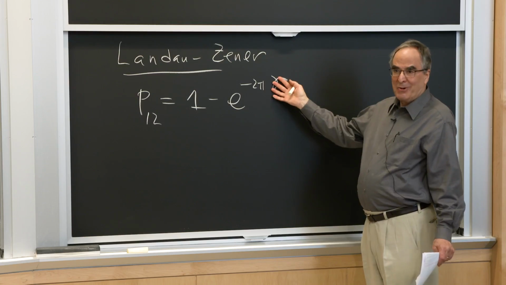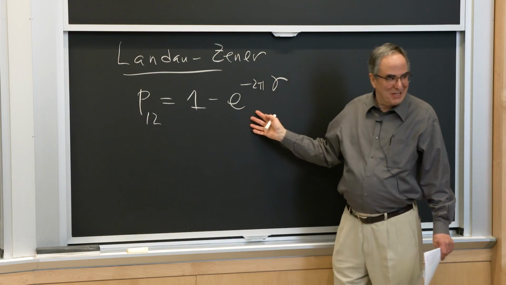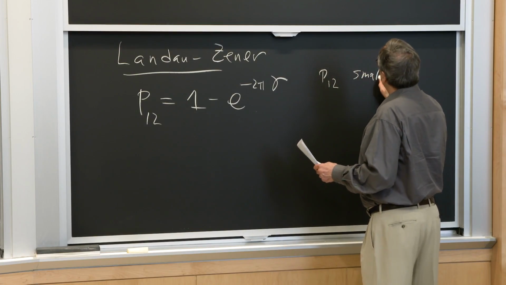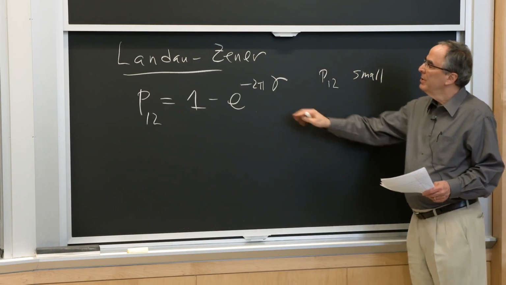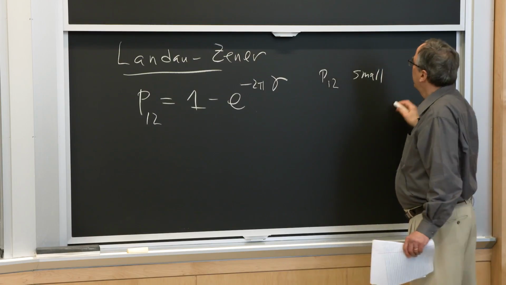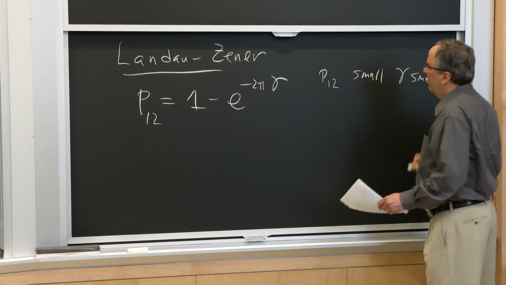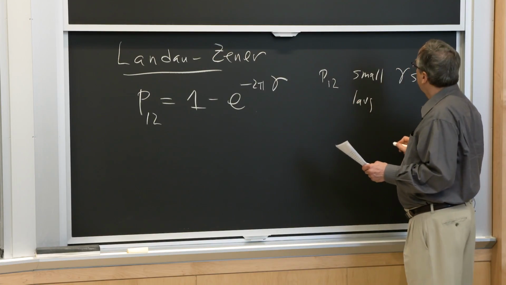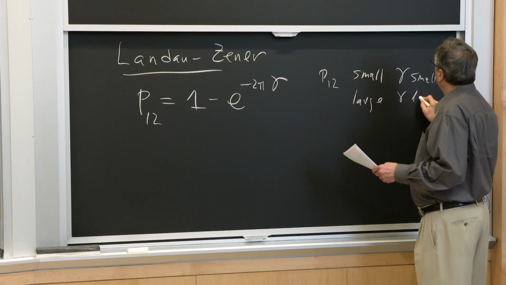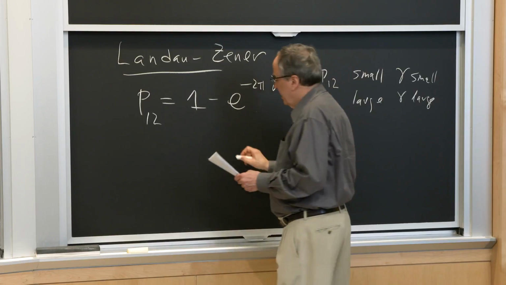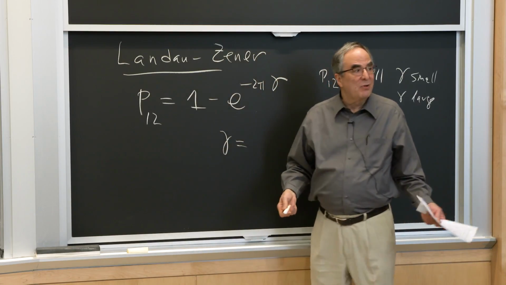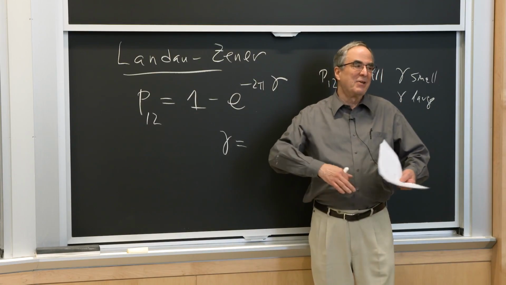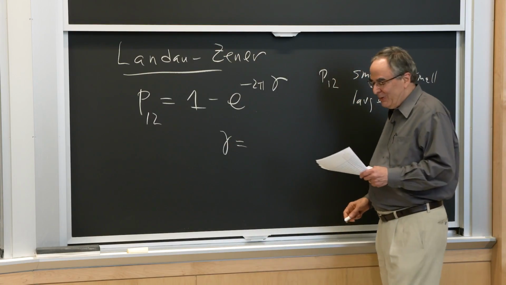The important parameter is gamma, right? Okay, so P12 is small when gamma is small, because we want this to be 1. And P12 is large when gamma is large. Now, what's gamma? Gamma is expressed, and this is what you would derive if you were going to do this for real life, because you would never accept somebody else's speculation. You derive it yourself.